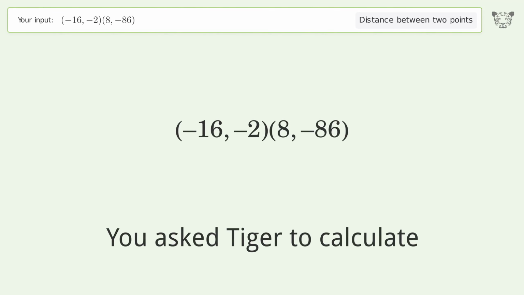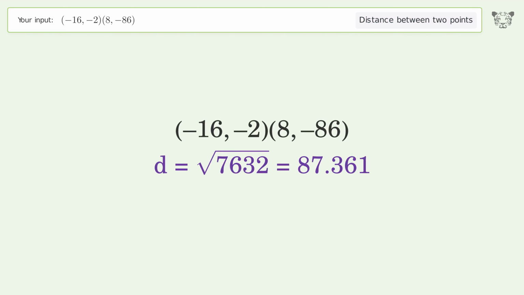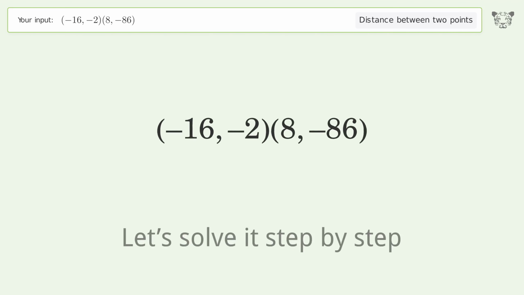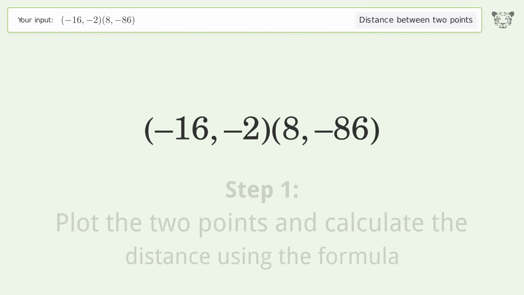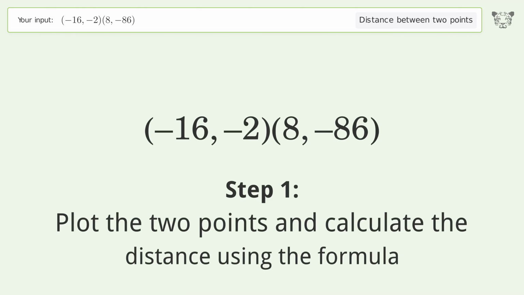You ask Tiger to calculate. This deals with the distance between 2 points. The distance between the 2 points is the square root of 7,632, or 87.361. Let's solve it step by step. Plot the 2 points and calculate the distance using the formula.